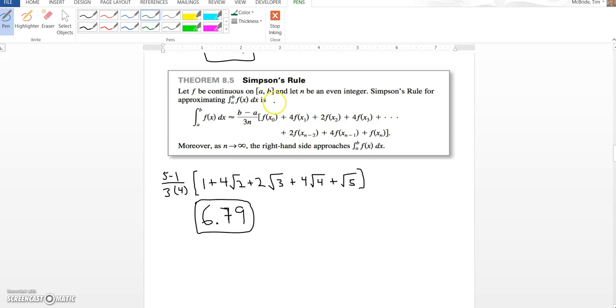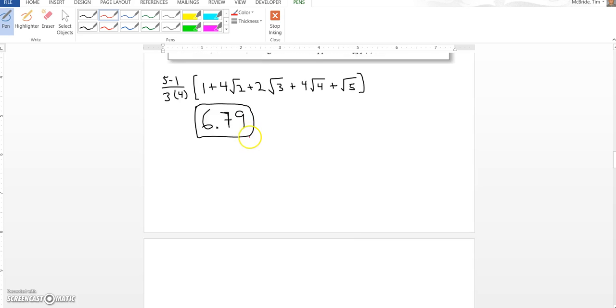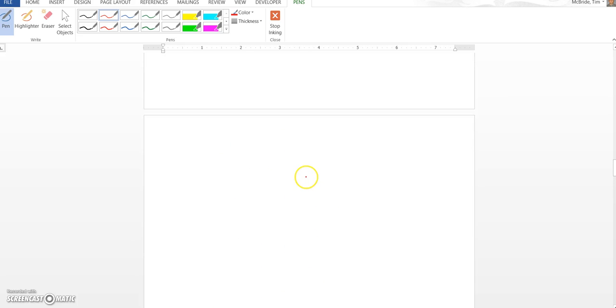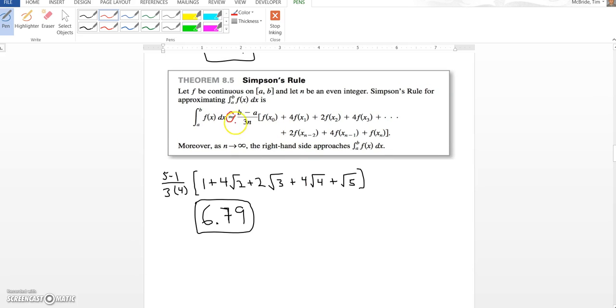Now the second method is called Simpson's rule. Simpson's rule is an approximation method. You see the little squiggly lines here. But what it uses is the area under a parabola. So we can connect those three dots here and find the area under the parabola. There's a simple way to do that with calculus, but I won't go into that detail. But the formula for Simpson's rule turns out to be right here.